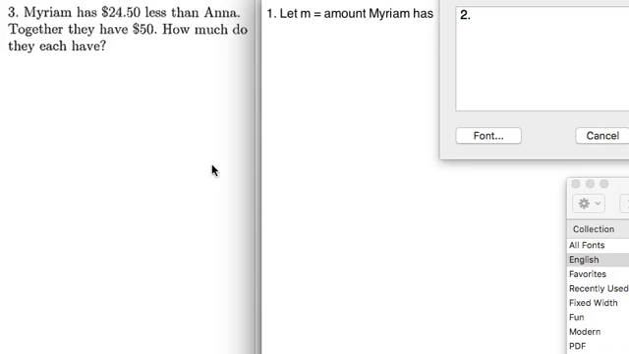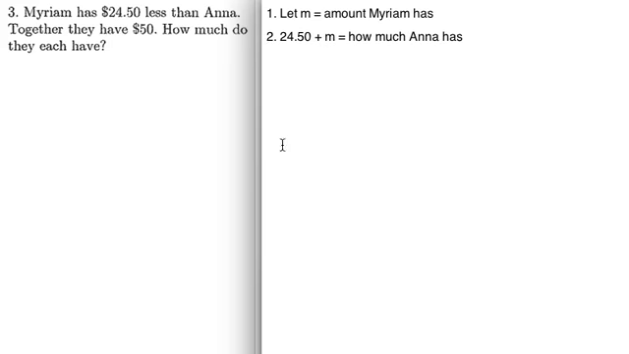And I can say to myself, okay, let's say I knew how much Miriam had. Let me write the answer first. The answer is going to be $24.50 plus M, which gives me how much Anna has. Okay, and let me show you why this is right.